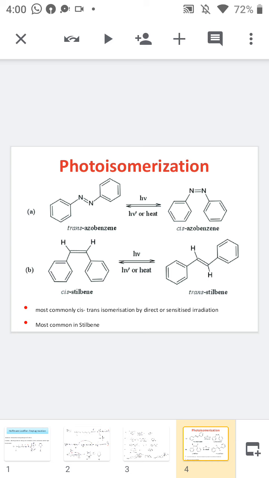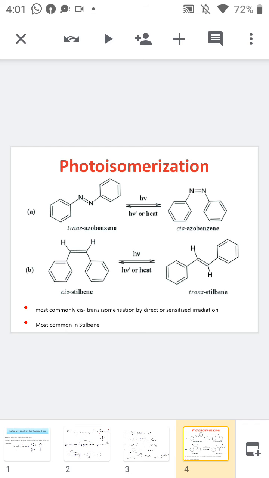isomer is more stable than the cis one, but even then during the irradiation the trans can be converted into cis and cis can be converted into trans. It is an equilibrium process and it is an opposing reaction. That means it is a reversible reaction. See the example, trans-stilbene is converted into cis-stilbene, and similarly cis-stilbene is converted into trans-stilbene. So the most commonly used compound for cis-trans isomerism by radiation or in a sensitized reaction is stilbene.